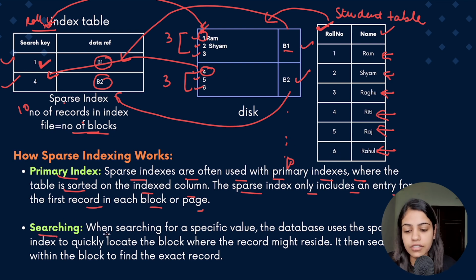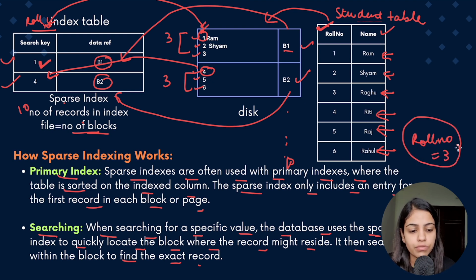Now the second thing is searching. When searching for a specific value, the database uses the sparse index to quickly locate the block where the record might reside. It then searches within the block to find the exact record. Consider I want to search for an entry where the roll number is 3. I want the details of the student whose roll number is 3. It will first go to the index table, or the sparse index, and quickly locate the block where we can find 3.